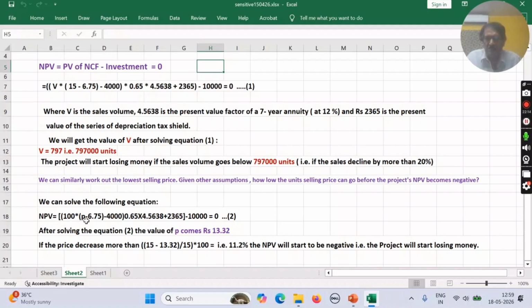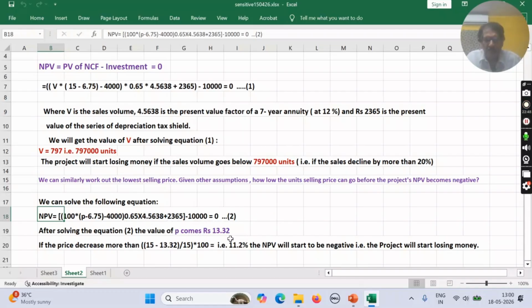Similarly, we can also find out the selling price. In this case, V was unknown, the volume. In this case, P is unknown. So 100 into, we can say 100 P minus 6.75, sorry, this will be 1000. I am changing one parameter. This will be 1000. P minus 6.5 minus 4000, and in this way it will be equal to 0 for break-even, and you can calculate it.